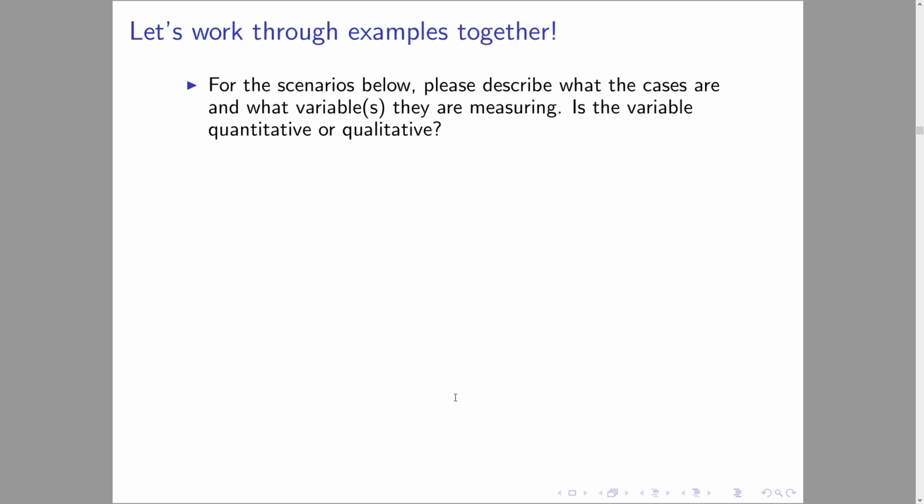Okay, so we just went through an example of a data set that had rows and columns, observations, and variables. So let's go through a few examples together just to try to see whether or not you may understand the content thus far. For the scenarios below, please describe what the cases are and what the variables they are measuring, and is the variable or variables quantitative or qualitative.